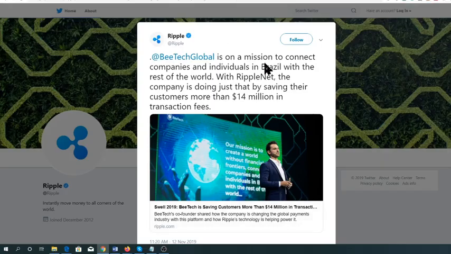Now this one is another one. It's directly from Ripple at BTC Global. It's on a mission to connect companies and individuals in Brazil with the rest of the world. Now, as we talked from the early stage, the use cases are popping out everywhere, and now the application of those use cases is there for XRP.